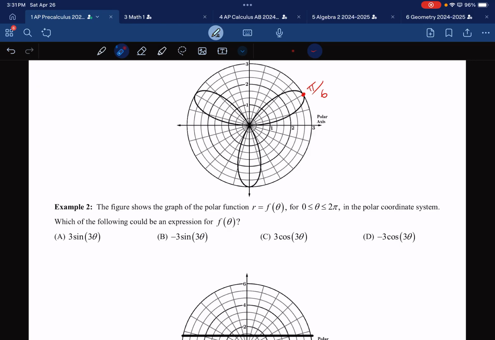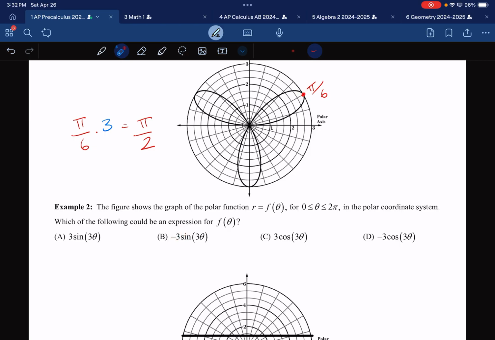All right, so let's think about this. If I plug in pi over 6 to any of these, I'm going to first multiply by 3. And if I do that, pi over 6 times 3 is going to be pi over 2 when I cross cancel, because the 6 and 3 cross. So pi over 2. I need to have a value of essentially 1, and then I'll multiply by the 3.